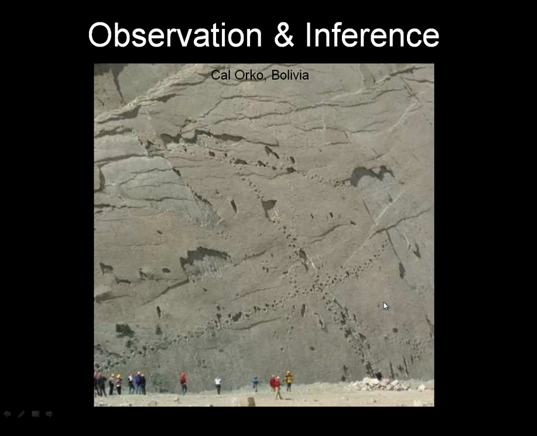Hello, and this is the second video I'm going to use for observation and inference to show my geoscience kids how to differentiate between things they can really observe and things that they infer based on those observations. This is a picture of a sandstone, what used to be a beach or a swampy area, probably horizontal, like you can see in this foreground. For scale, you can see the individual people. These are pretty good sized prints.